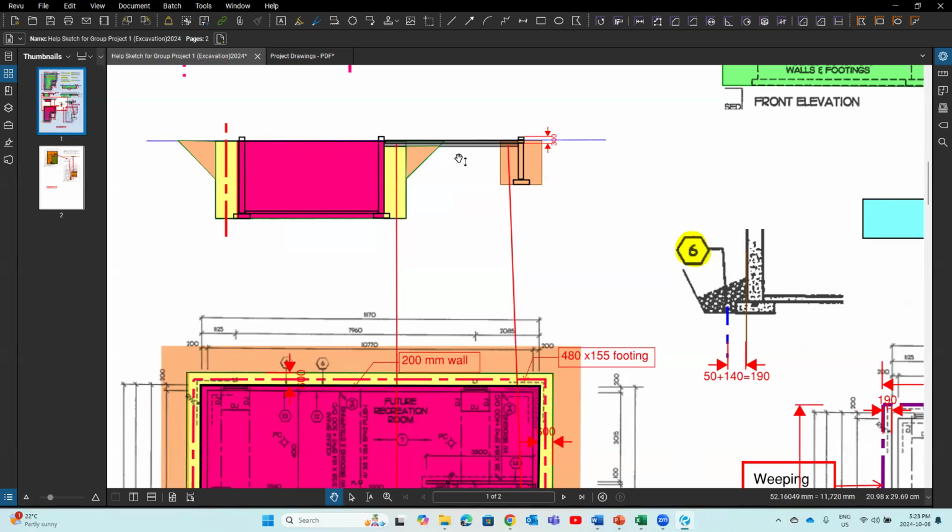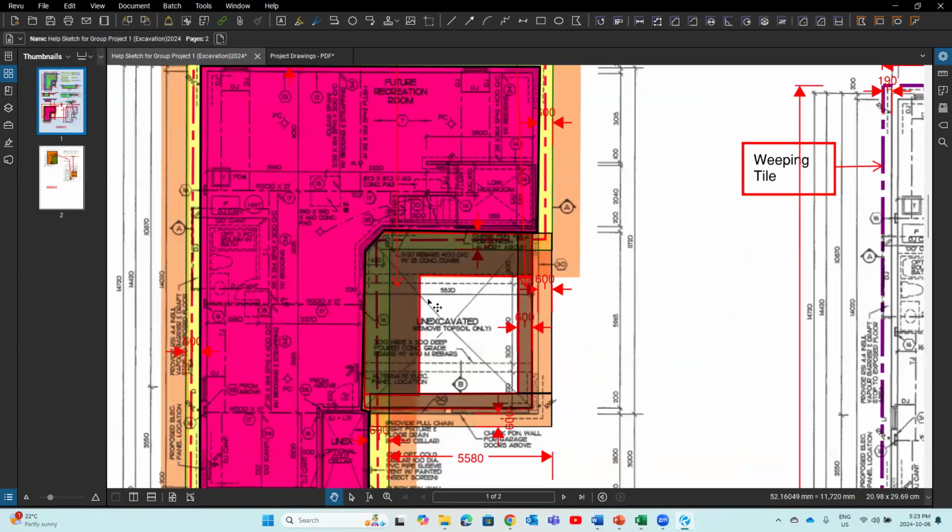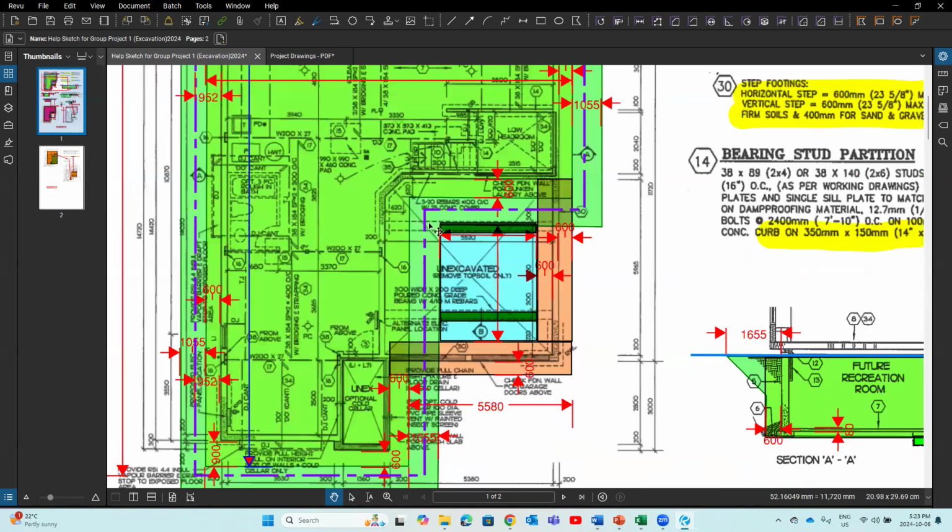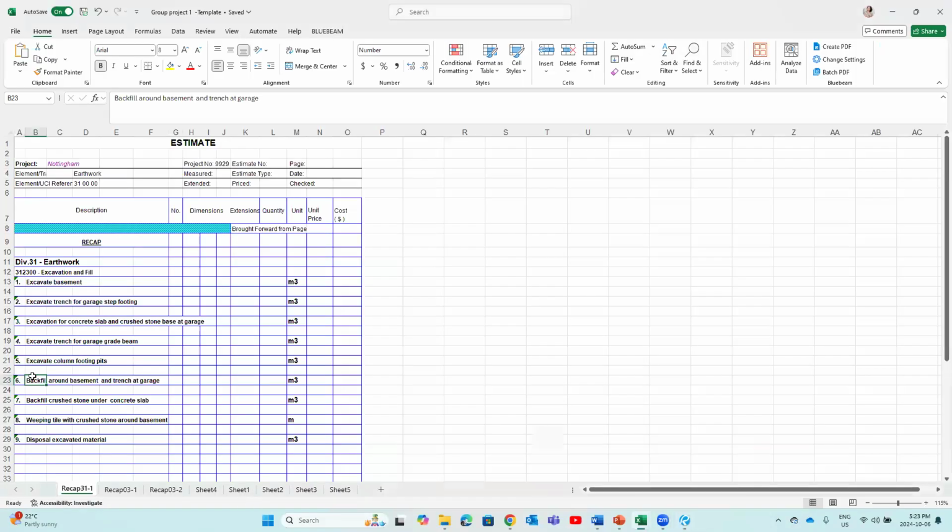So if I show this, what I would like you to do is not just look at my sketches. Try to draw your own sketch. If I highlight that, that should be this volume I need to subtract, right? So you should be able to figure out the dimensions for this part. When we did the excavation, we already know the dimension for this part. That's what you need to subtract. That is number 6, backfill around the basement and trench at the garage.